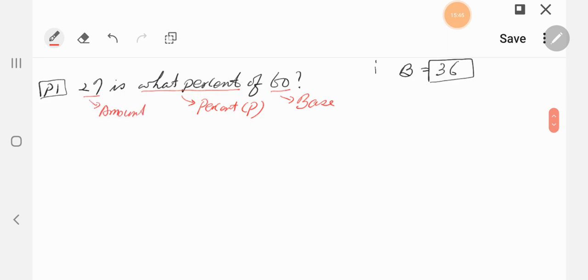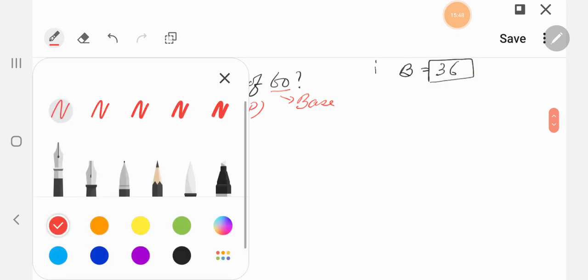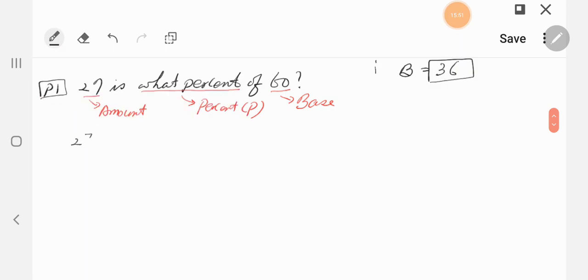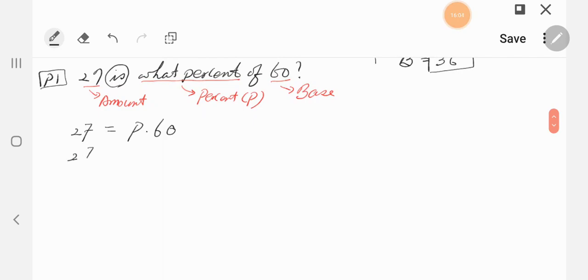So we can just write the equation. Okay, the amount is 27. 27 is means the equal sign. What percent? I don't know. So let's make it a P of 60. What percent of 60? So multiply the base. Then from this, 27 is equal to P times 60, right? So let's get rid of this 60. Divide by 60. Then you can cancel out this 60.